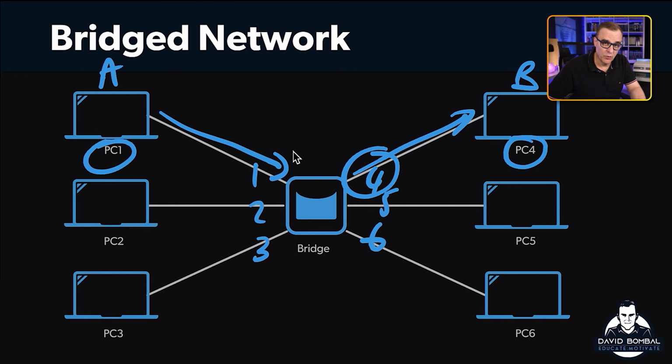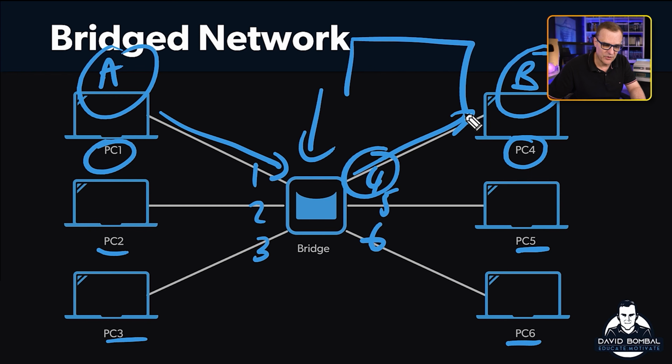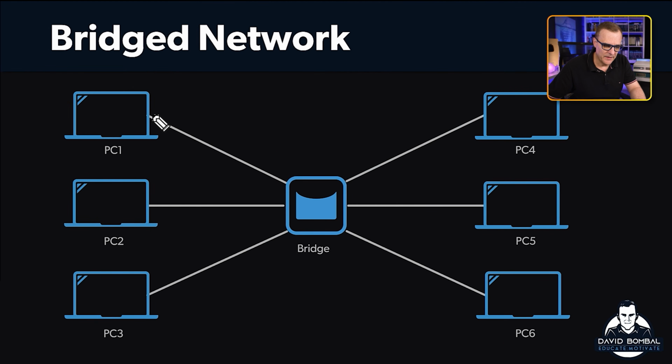Traffic is only sent out of port 4. PC5, PC6, PC2, and PC3 do not see the traffic sent from PC1 to PC4 because the bridge has a MAC address table and has learnt that A is on port 1 and B, the MAC address of PC4, is on port 4. And excuse my bad handwriting. Hopefully that makes sense. At the end of the day, traffic is sent directly to that device.